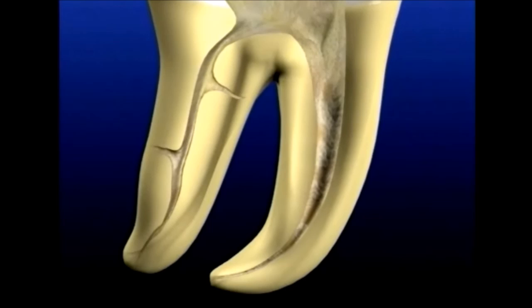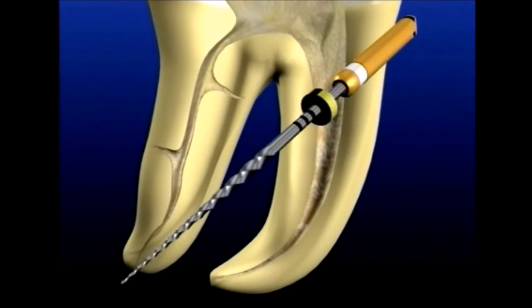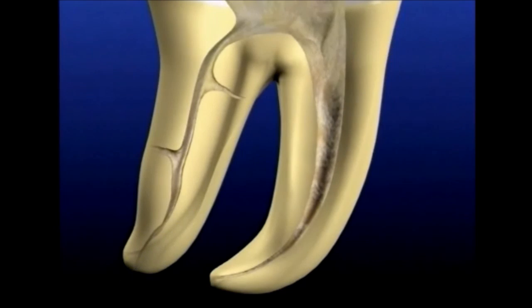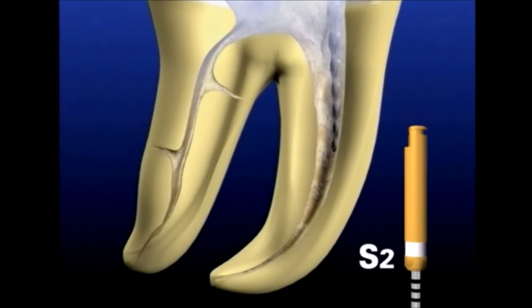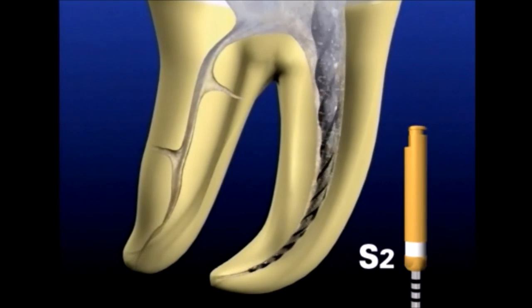The next instrument in the series is Shaper 2 and follows the use of Shaper 1. It's a 19 at D0 and has progressive tapers over its 14 millimeters of cutting blades. The instrument is carried into the canal and allowed to float through the root canal space. Generally, it can achieve length on the first pass.